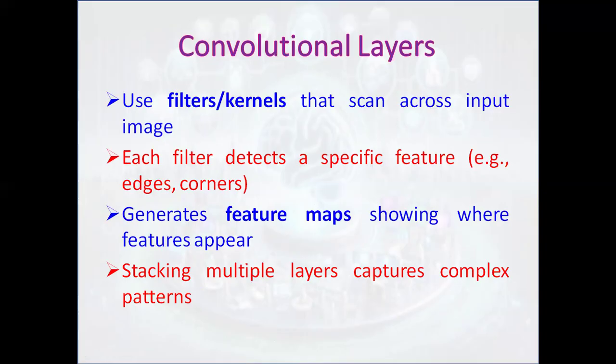This helps build an understanding of the image's contents. The result of applying a filter is a feature map that shows where a particular feature appears in the image. By using multiple convolution layers, CNNs can detect more complex patterns by combining simpler ones identified in earlier layers.